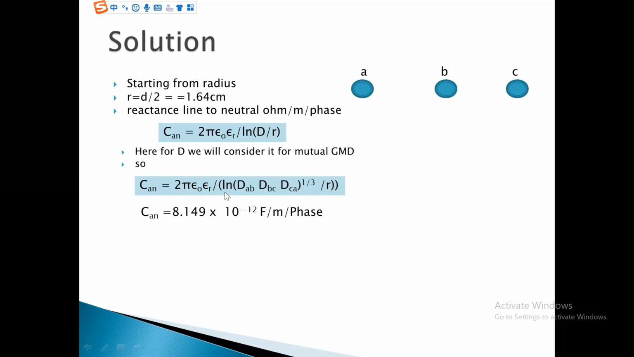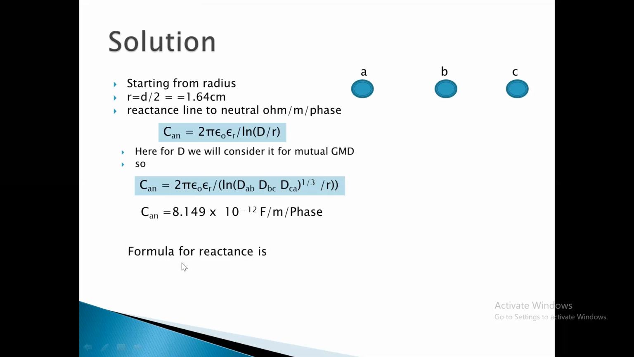I will just explain that the value from A to B is 12 meter, B to C is 12 meter, C to A is 24 meter. I will put all the values and multiply, take natural log. As there are three distances, I am putting 1 divided by 3. So it is farad per meter per phase. Why is it farad per meter per phase? Because we are considering a single phase.